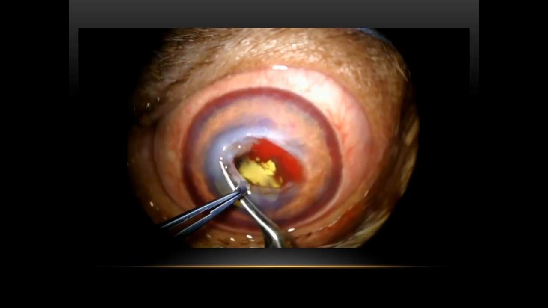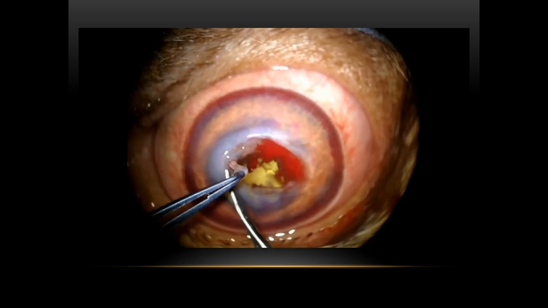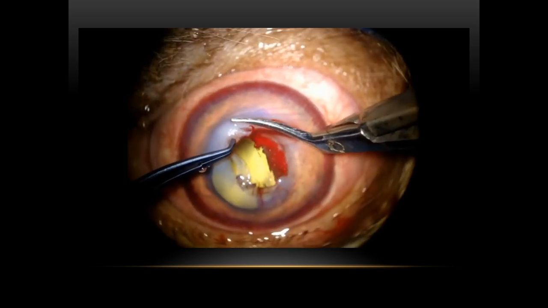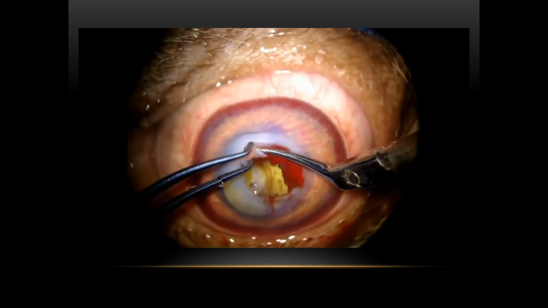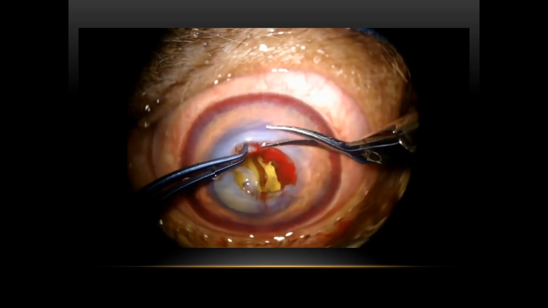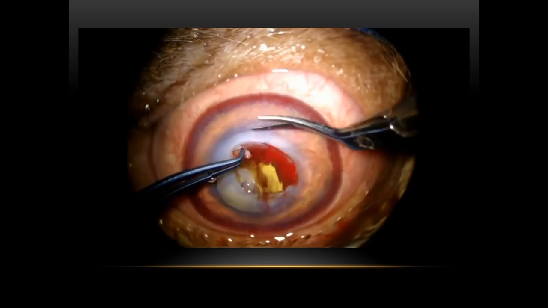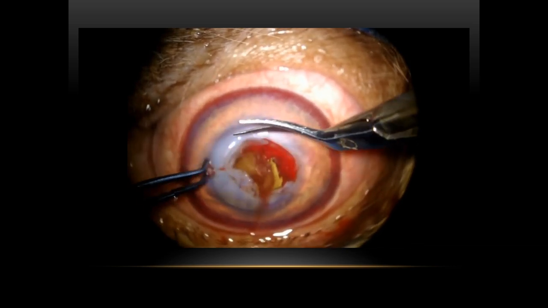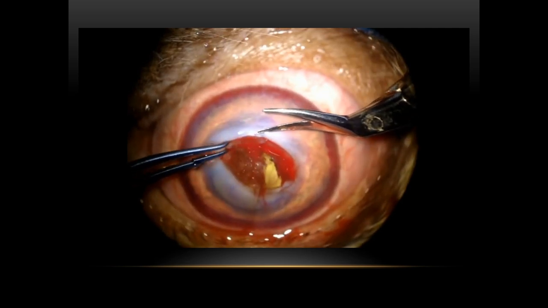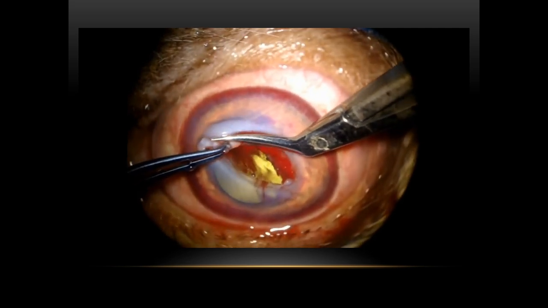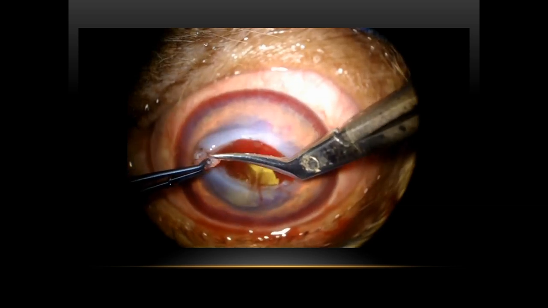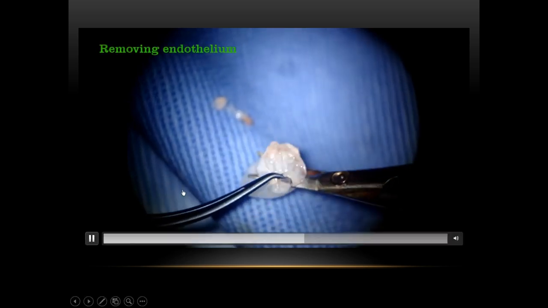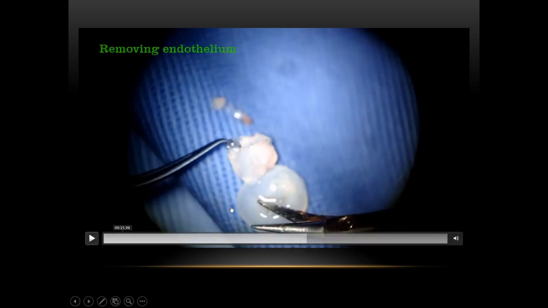This is a special scissors for a corneal transplant. We got a right angle and left angle. Some very nice scissors. This is the kind of surgery that takes a while. So this is the donor cornea.